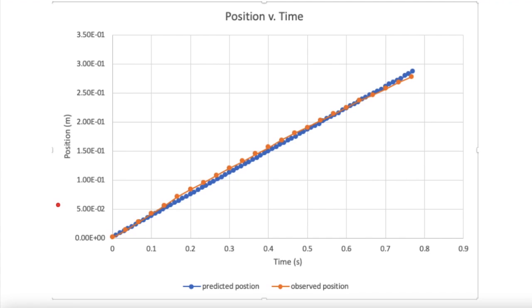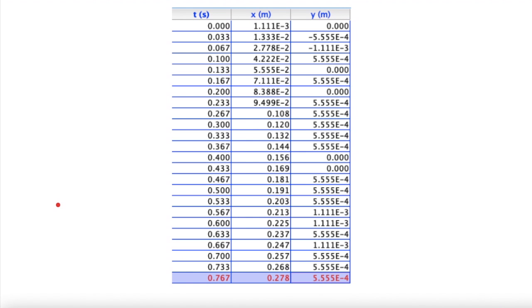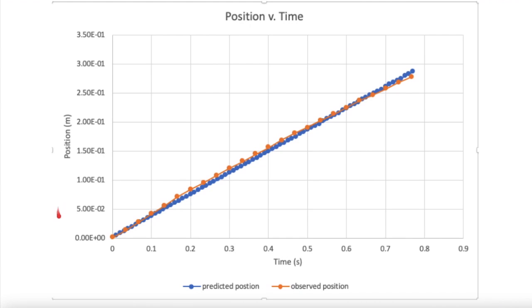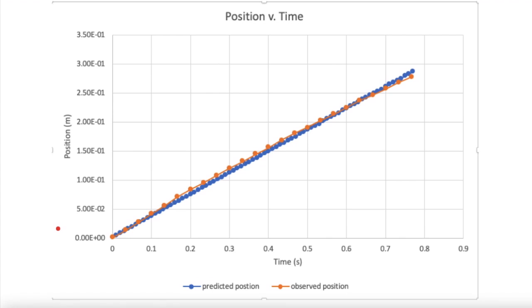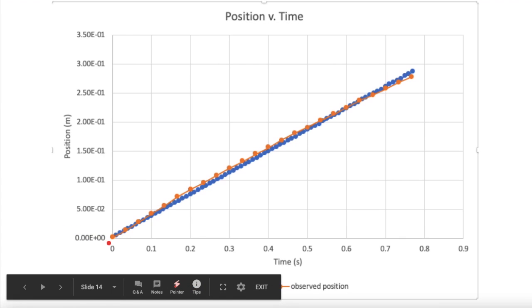There are some slight differences, and that is due to the camera. There's a slight change in the y, and it wasn't exactly perfect. So we have some slight variations, but you can see that our observed position and our predicted position show that the object in motion will stay in motion at constant velocity unless acted upon by another force.